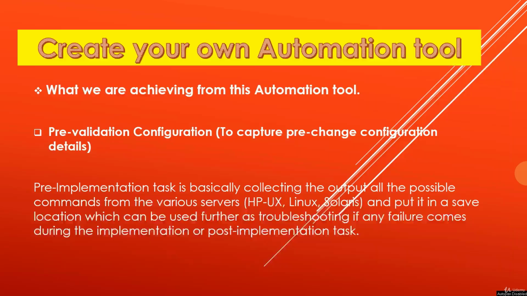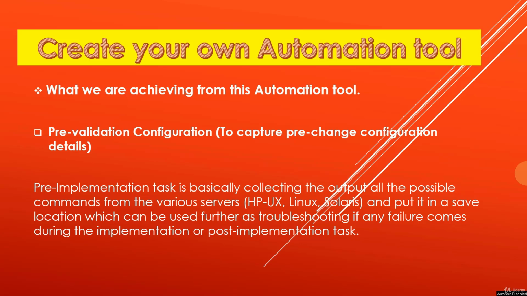Let's understand each option, what we are achieving from this automation tool. The first one is pre-validation configuration. Pre-validation task is basically collecting the output of all the possible commands from the various servers like HP Unix, Linux, Solaris, and putting it in a safe location, which can be used further for troubleshooting if any failure comes during the implementation or post-implementation task.